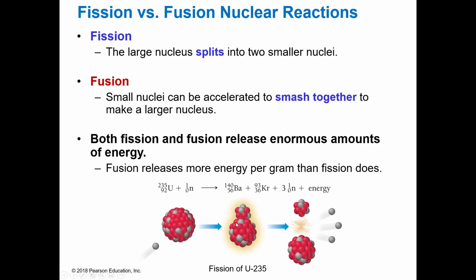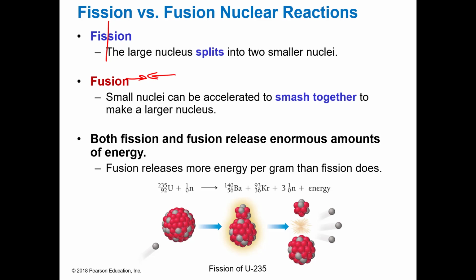Fission means split. Fission is splitting one big thing into two smaller things, whereas fusion is where you take two small things and fuse them together, and then they form a large nucleus. So that's the basic difference between the two.